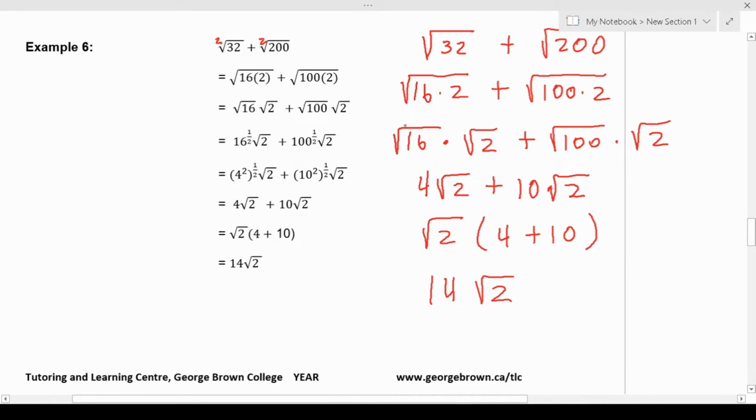Okay, so again, it's important to know your squares and your cubes because right here you can go 16 square root is 4, 100 square root is 10. Okay, so that was that one.